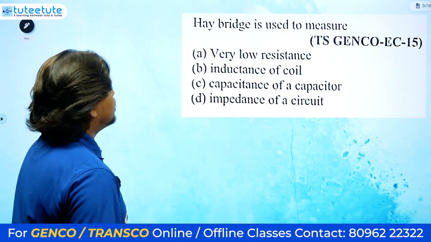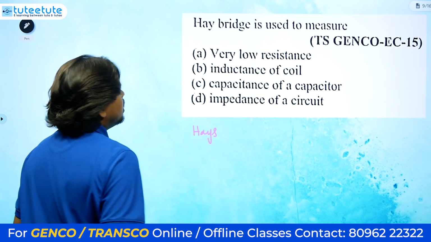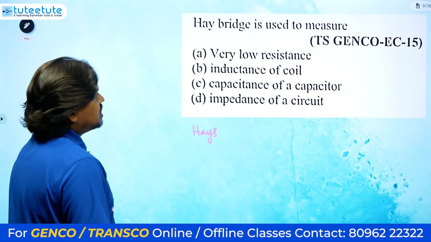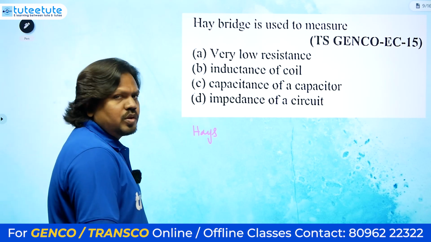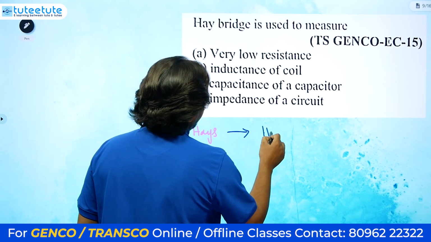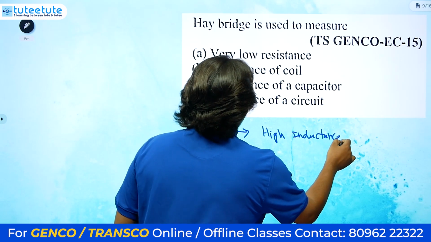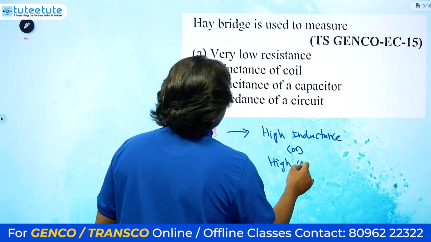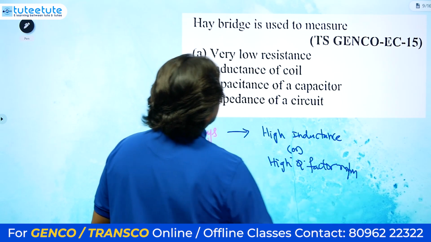Hayes bridge is used to measure. Okay, so Hayes bridge they are asking. Why are we using Hayes bridge? Let's see the options: very low resistance, inductance of coil, capacitance of the capacitor, impedance of a circuit. So what is this Hayes bridge? We need to remember some of the bridges. Hayes bridge generally will be used for high inductance measurement, or when inductance is high, then high Q factor measurement. These are the two things.